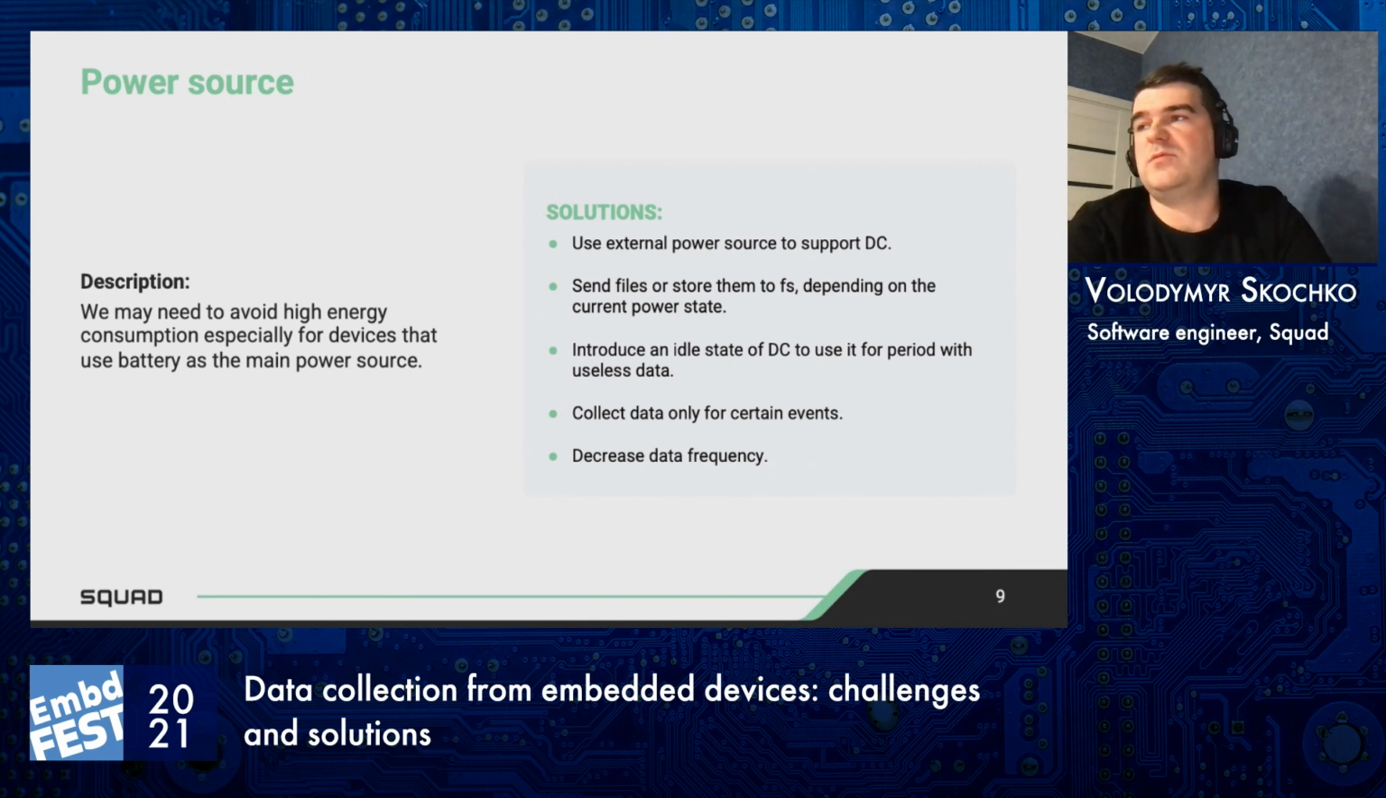The next one is very similar: collect data only for certain events. So we just focus on some triggers like button press or detected motion or something like that. And we collect data only during these short periods. And the last possible solution here is to decrease data frequency.